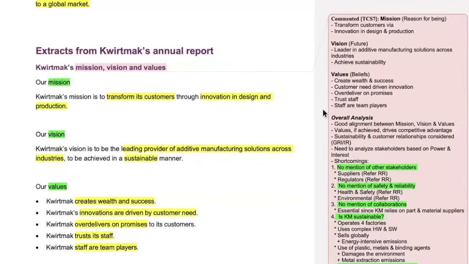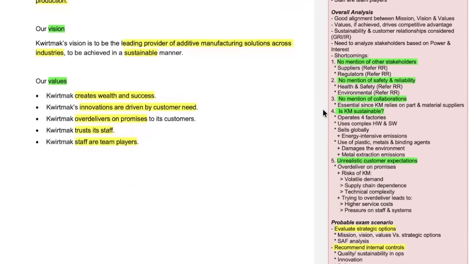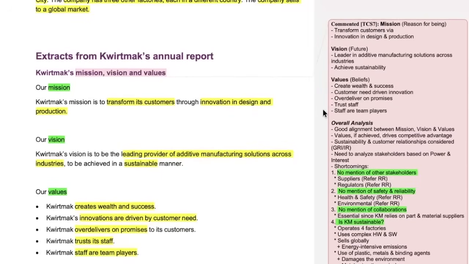All right. So based on all this information, the overall analysis is that there's a good alignment between the mission, vision, and values. Why am I saying this? Because if we achieve our values, for instance, if we create wealth and success, we are trying to fulfill the needs of our customers as well as shareholders. If we fulfill the needs of both these stakeholders, especially looking at our customers, we are in a position to transform our customers by providing innovative solutions. And when we transform customers, this leads to a higher level of loyalty, and this leads to positive word of mouth, and this will bring additional business.